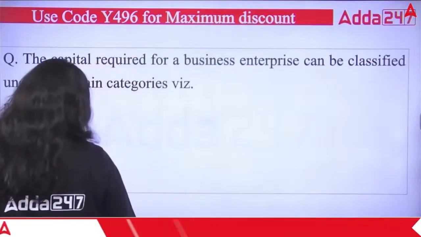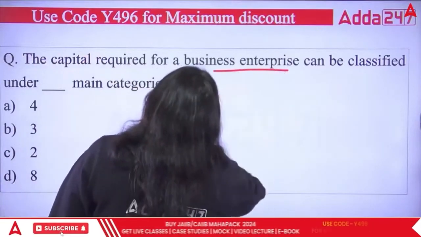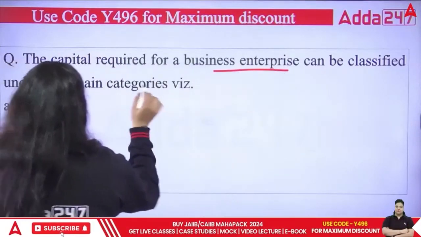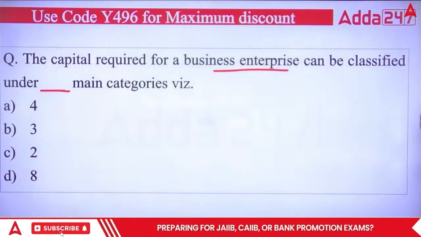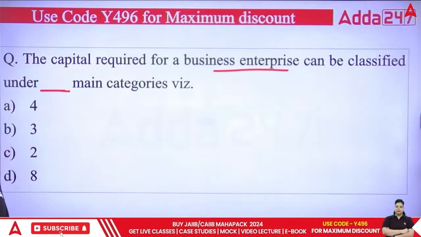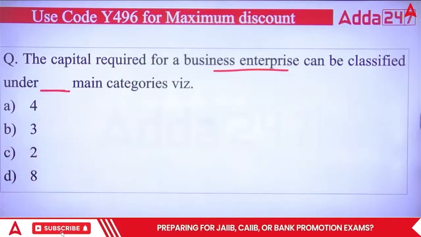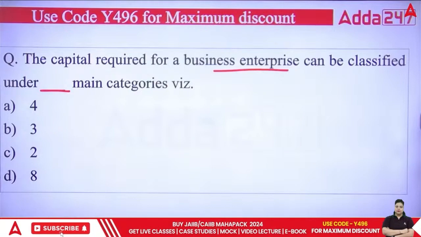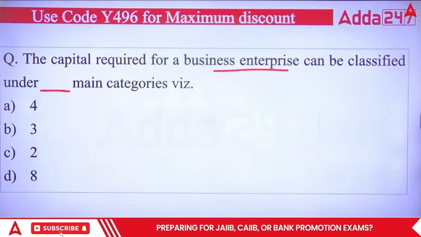Now, next question we have. The capital required for a business enterprise can be classified under dash main categories. 4, 3, 2 or 1? What are these categories? Let me know the answer.